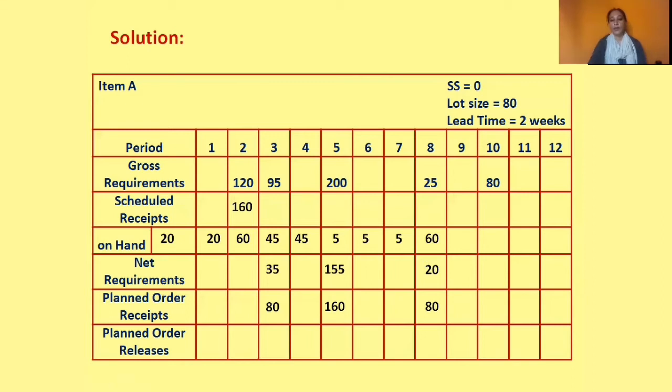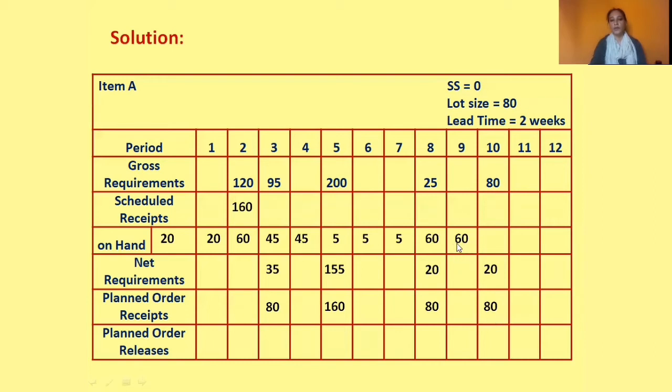For period 9 there is no gross requirement, so we can transfer 60 units to period 9 as it is. For period 10 the gross requirement is 80 units and we have only 60 units on hand. So the net requirement would be 80 minus 60, that is 20 units. So again we need to receive one order here, and this time we will again receive 80 units. We will place one order here.